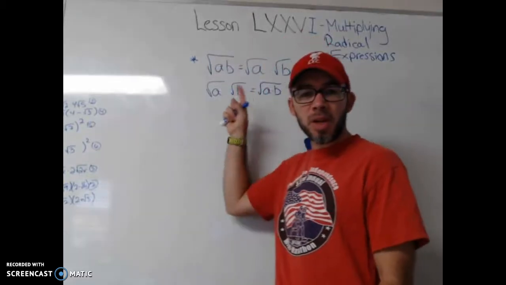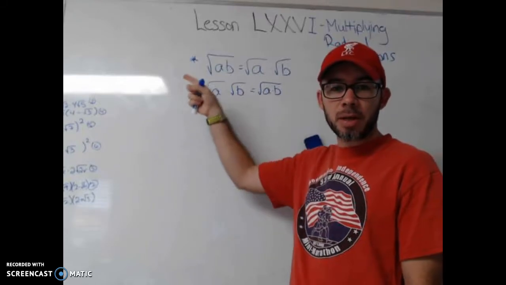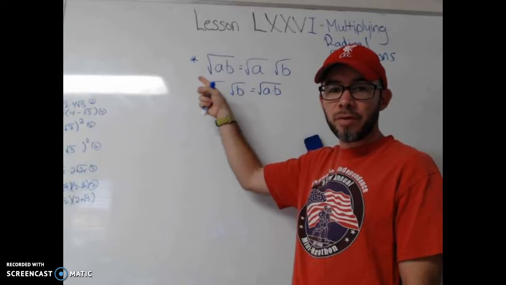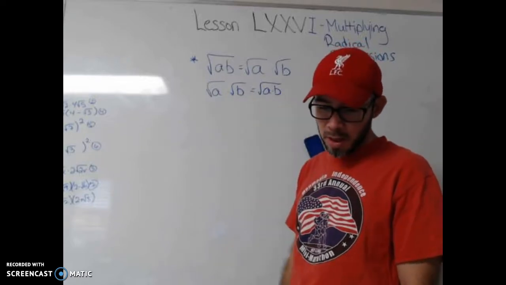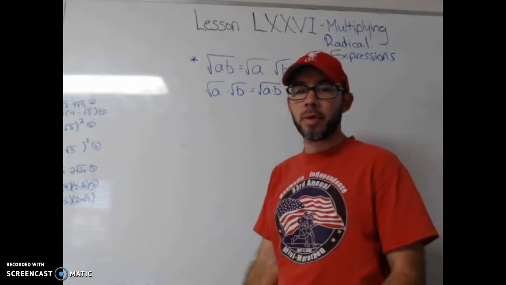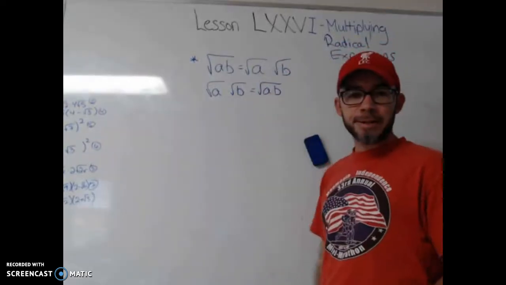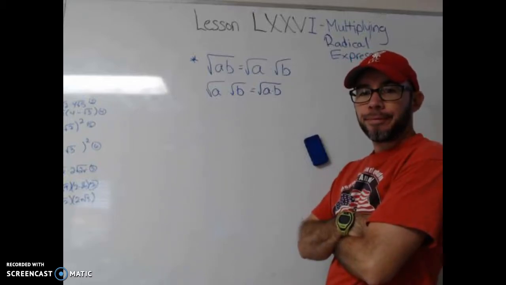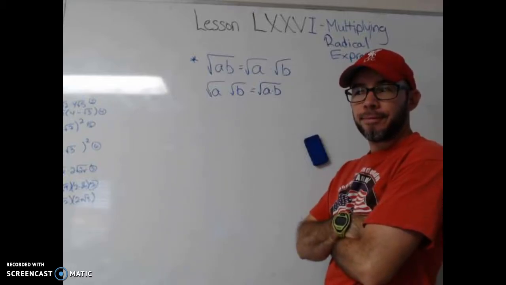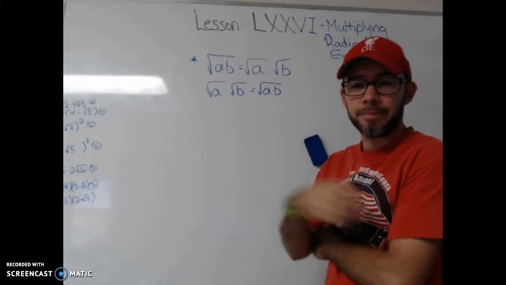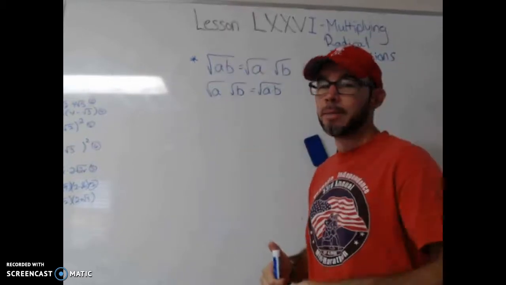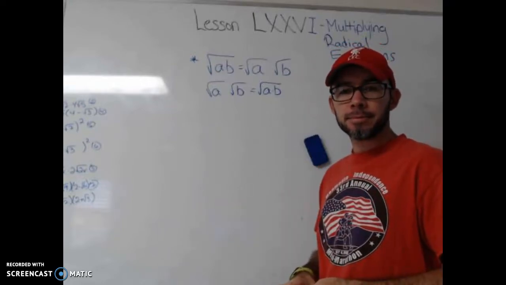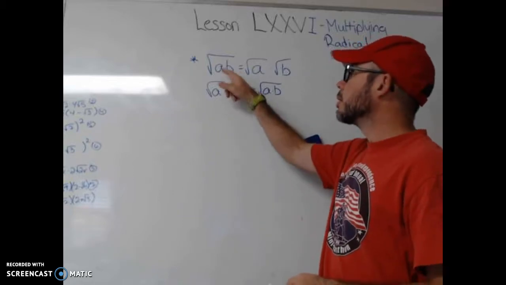Got a principle here. I wrote it in both directions. Though I could have just written it, and you could read it from right to left, or from left to right, and that would be the product property of radicals. Okay, so imagine, pick two numbers, whatever you want. Okay, so like 2 and 3. 2 times 3 is 6.